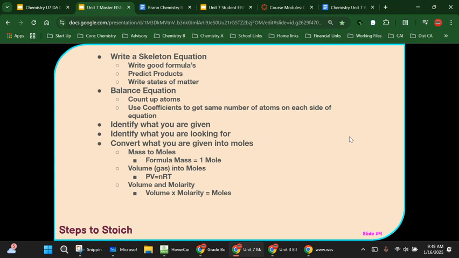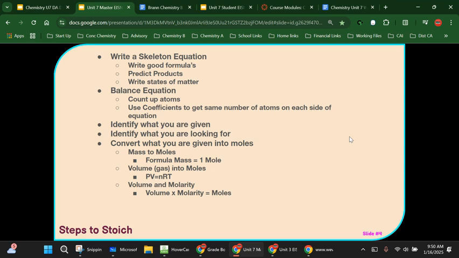You are going to write a skeleton equation. In other words, I'm going to tell you that this reacts with this. You have to tell me what they produce. That goes back to Unit 4, ladies and gentlemen. You're going to have to write good formulas. That goes back to Unit 3. You're going to have to predict the products, part of Unit 3 and part of Unit 4. And you are going to have to be able to write states of matter. That will be given to you. So solid, liquid, gas, aqueous. You're going to have to balance an equation. We did that in Unit 4. Coming back again. You're going to have to use coefficients to get the same number of atoms on each side of the equation.